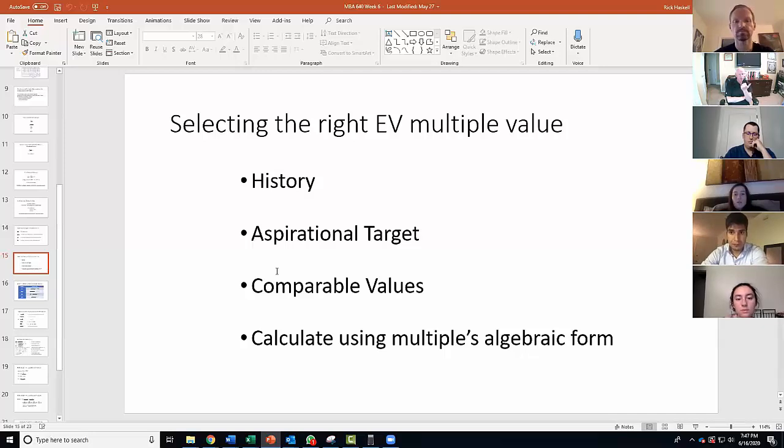Historical multiples, aspirational targets. Historical come from our own company, by the way, our own past. Aspirational targets, companies that we want to be like, and comparable values, companies that have transacted in the marketplace in recent years that we can observe multiples for. Those are the 3 most common places we're going to find our multiples. Any question about this yet?